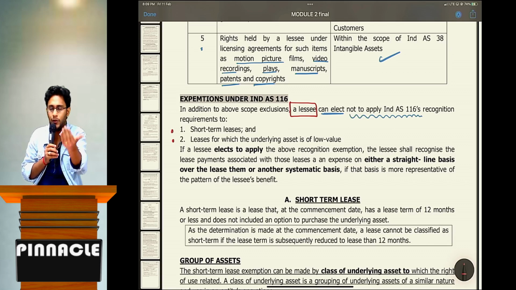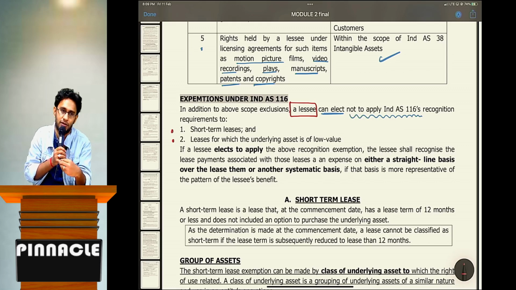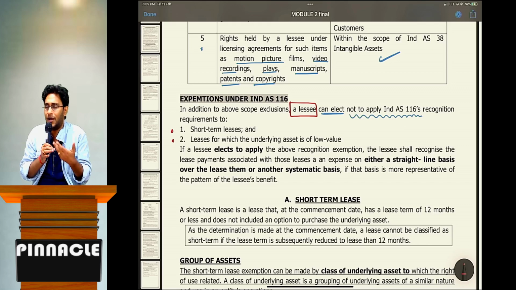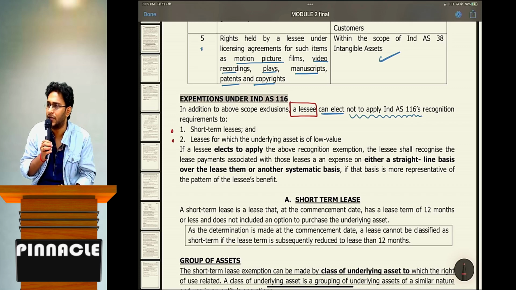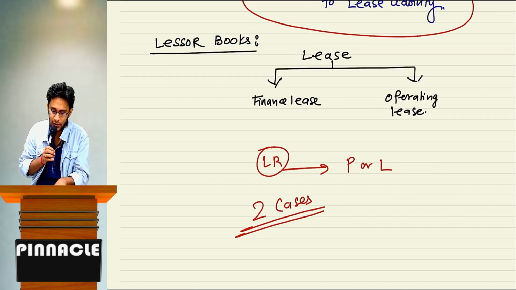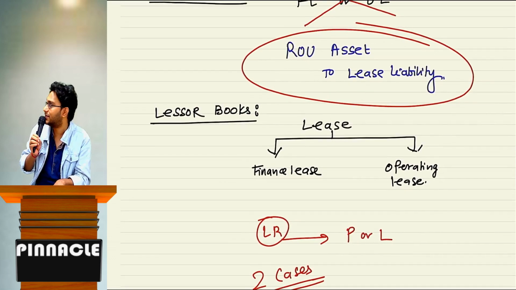That means the asset I took, I will use it for how much period? Period not exceeding 12 months, and by the end of 12th month or before that, the asset will again go back to you. Asset is not going to stay in my books. Why? Because there is no purchase option. I might have the option to extend, but I am not likely to extend. So asset will not stay with me for a period exceeding 12 months. In this case, you need not do ROU asset account debit to lease liability accounting.